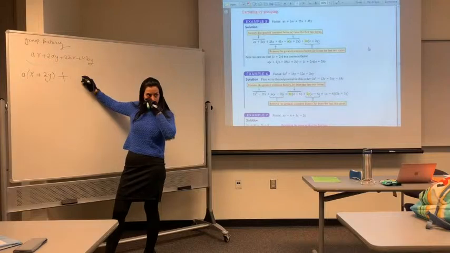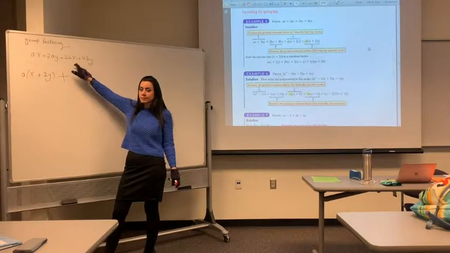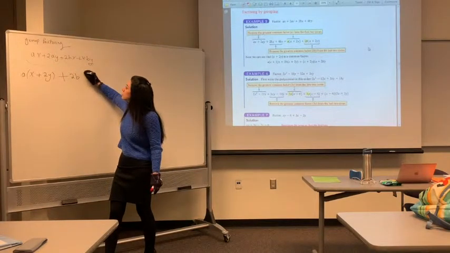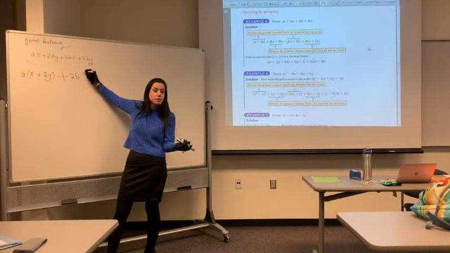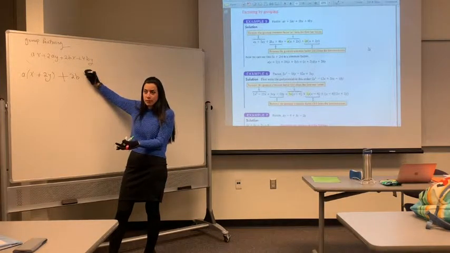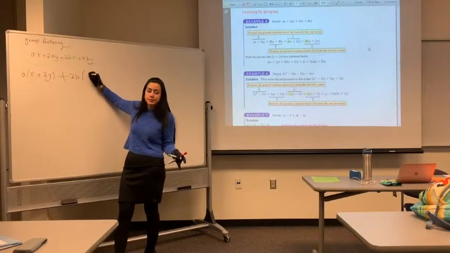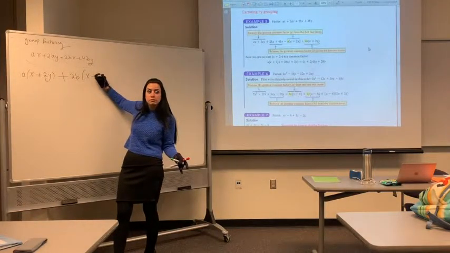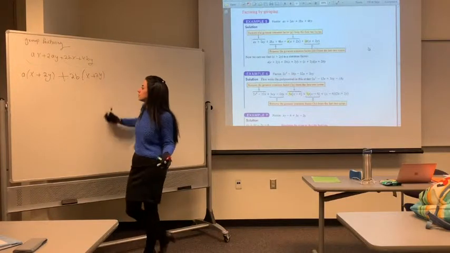So from this one, what is the common between these two terms? 2b. B is common, and then we have a constant in common, which is 2, right? So 2b multiplies to x plus 2y. From the first one, x remains. From the second one, 2y, right?